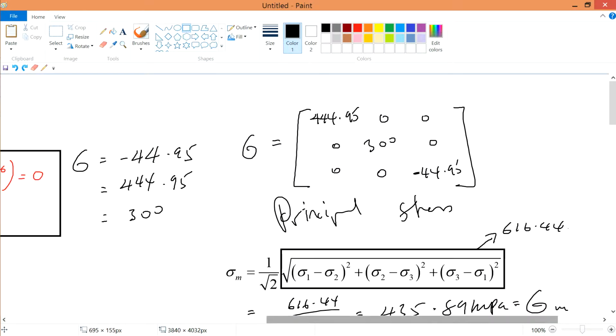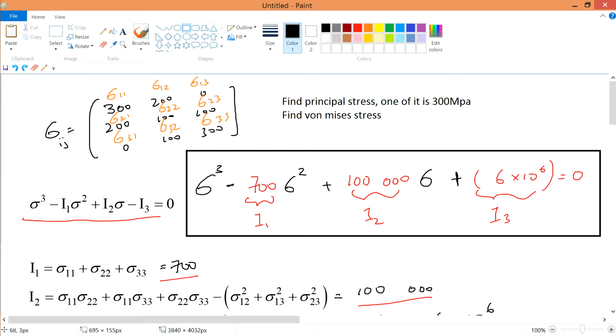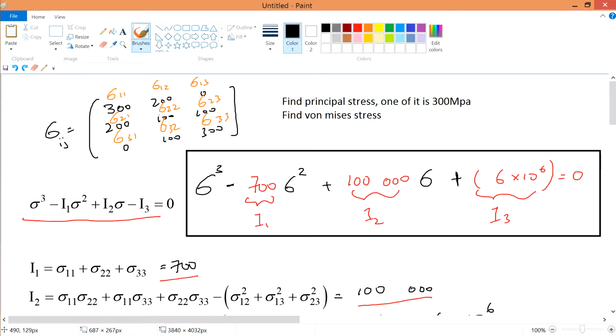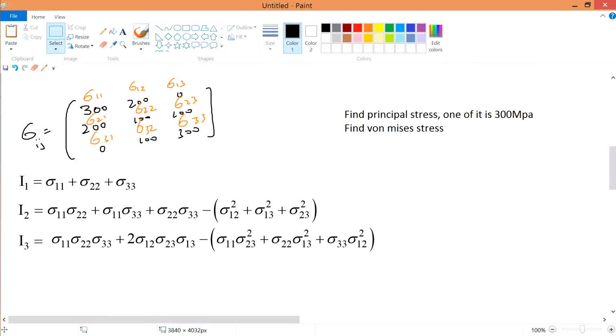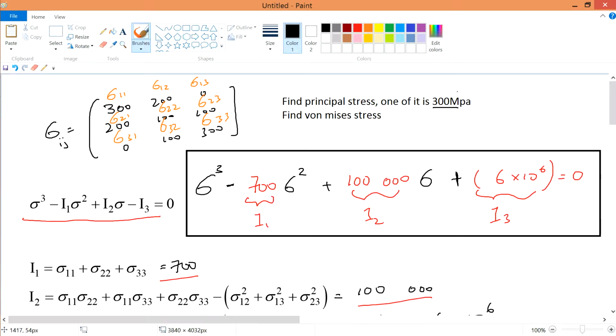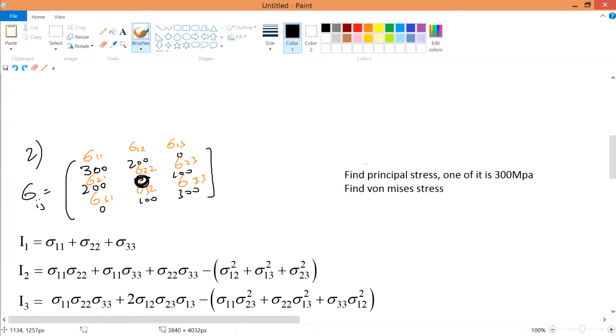But we haven't finished this video because we are going to talk about question 2, with the same stress state, but instead of sigma 22 being 100, it becomes 0. So we're going to work through this question and see how it goes. Question 2 is the same thing, and this one becomes 0. They ask you to find the principal stress. One of them is given as 300, just like just now. So we will use this as our gauge to see whether our finding is correct. Then we find our von Mises stress and things like that.